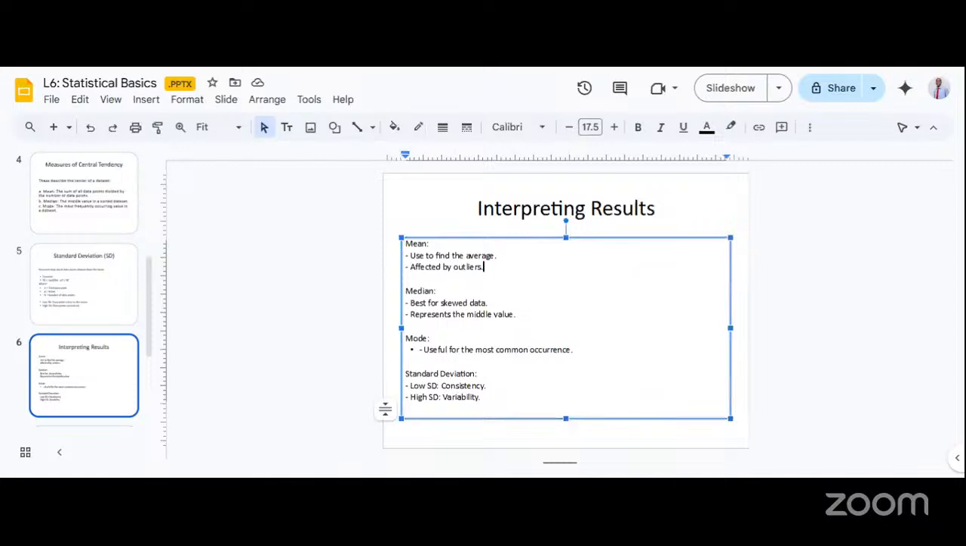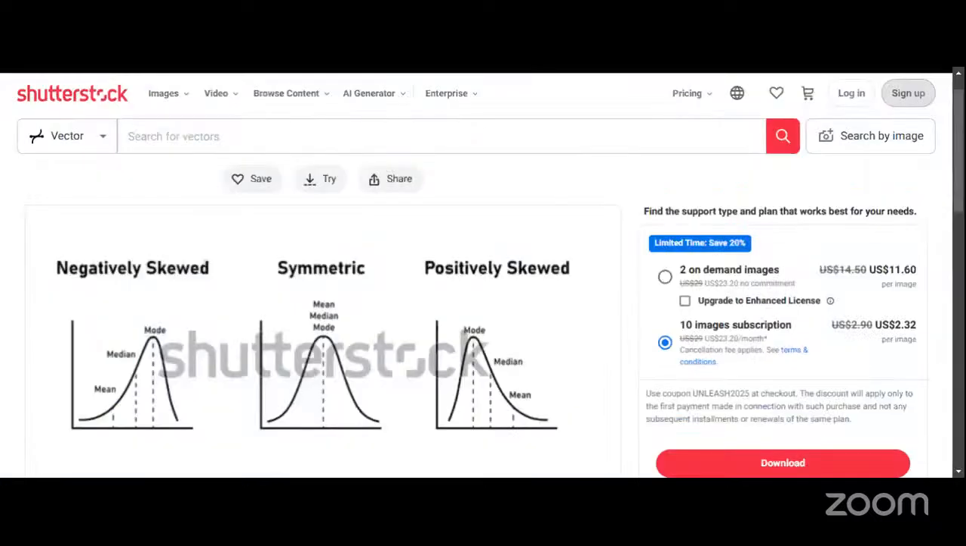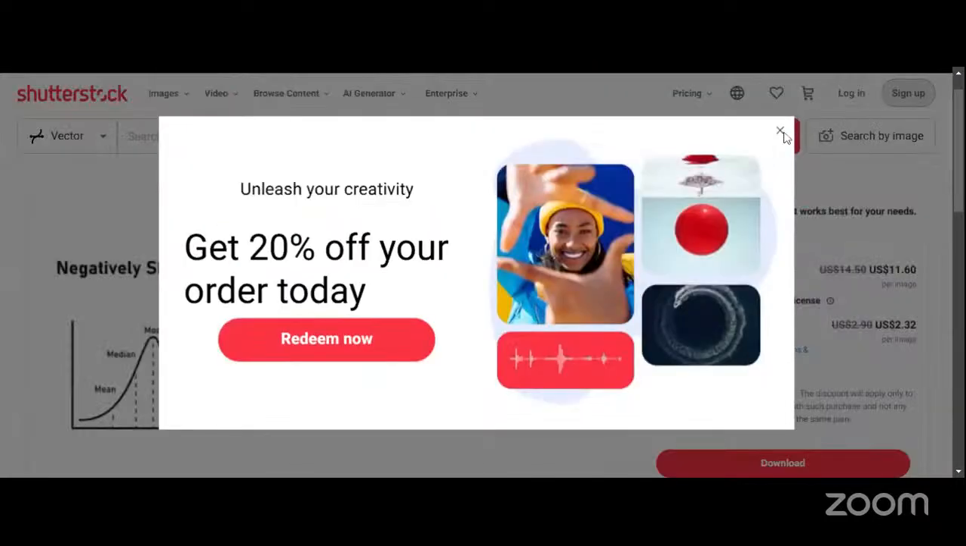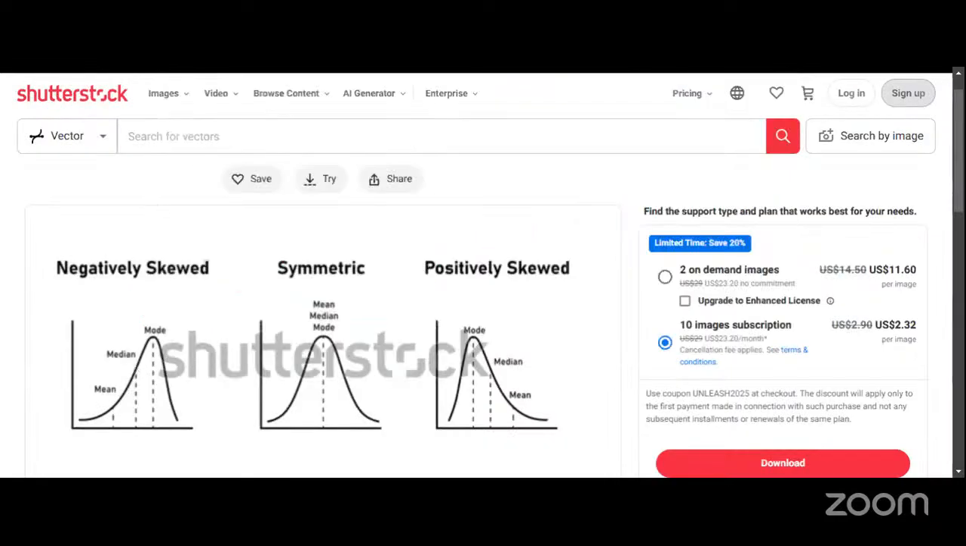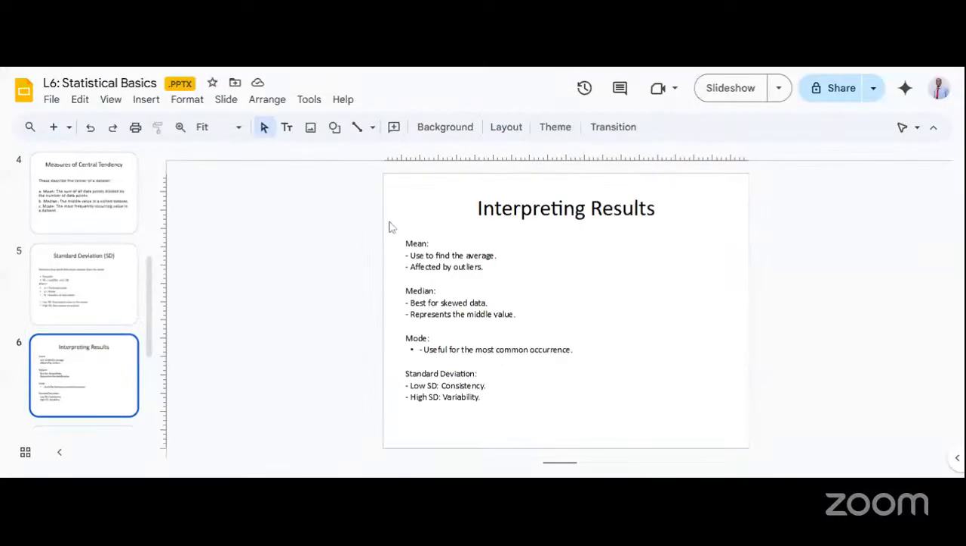So remember the chart I showed to us. That outlier would actually skew it in a way that is kind of negative, negatively skewed. So that's something to take note of for the mean.